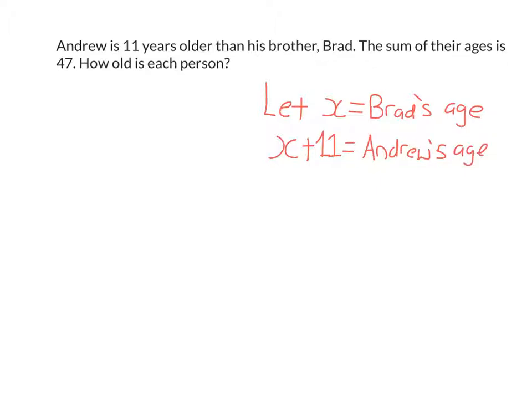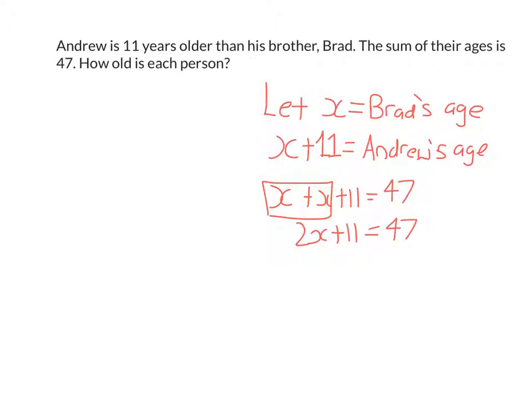So when you've defined the two variables, now we need to rewrite the information as an equation. So all we do is write Brad's age plus Andrew's age is equal to 47. Once again, we need to get the x's or the pronumeral into one spot. x plus x is just 2x. So I have 2x plus 11 is 47. You know how to solve this. We've done it a million times. Subtract 11 from both sides, because that was the last thing I did to x. 2x equals 36, and then I divide each side by 2, and I get x equals 18.